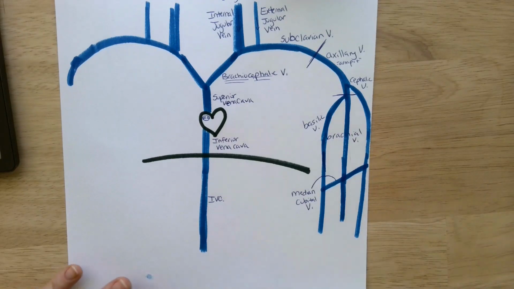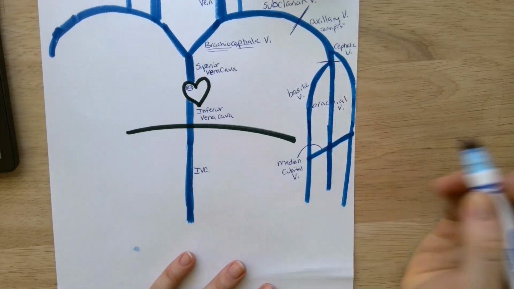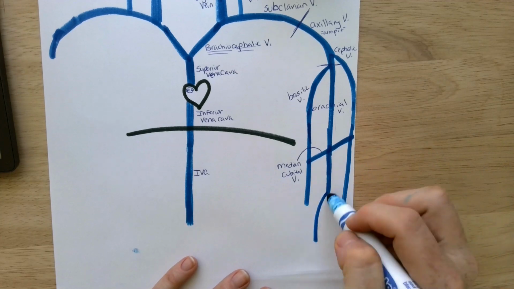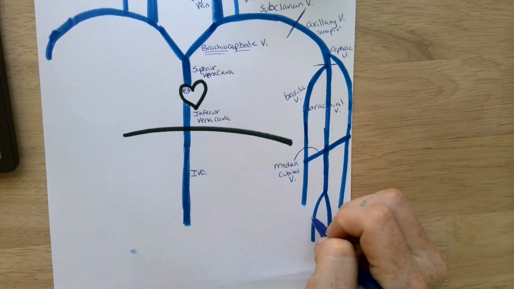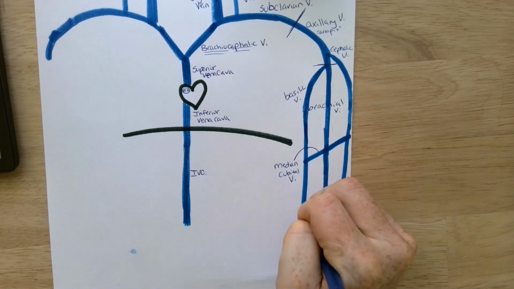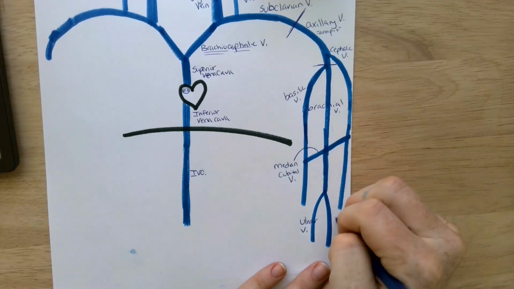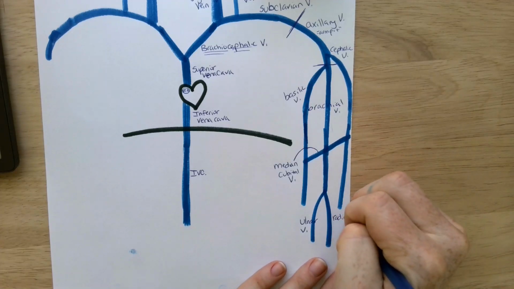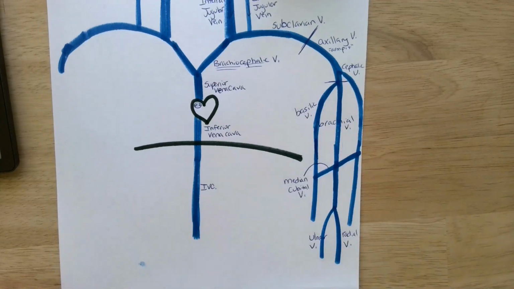Okay, so the brachial vein, which is the deeper one running through there, once it gets down to the forearm, it's going to split off, and then the medial one will be the ulnar vein, and then the lateral one will be the radial vein. Okay, and all of that's happening in your arms.